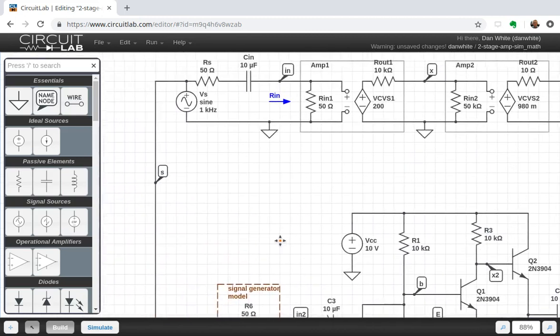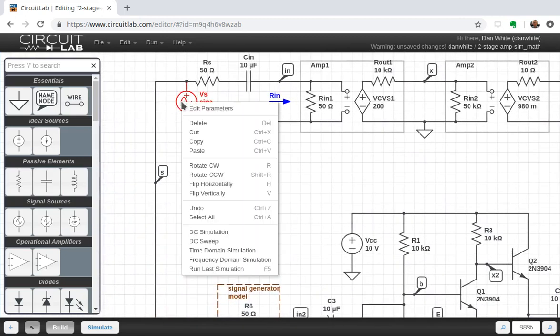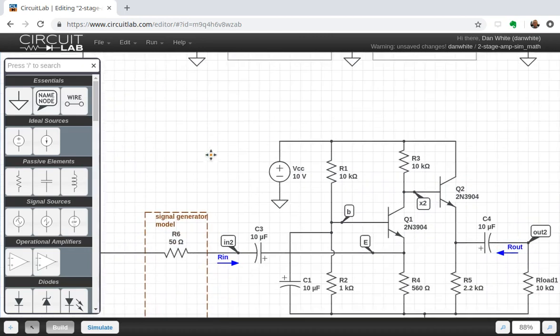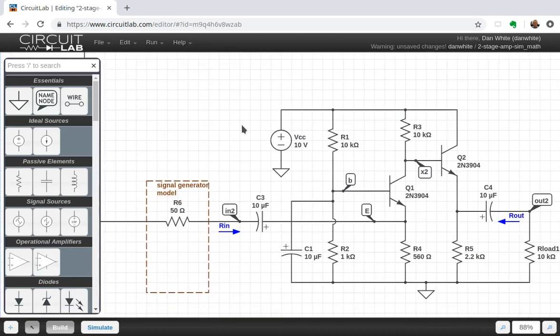So my input is going to be set up, if I edit these parameters, it's VS, my amplitude is 1 volt. CircuitLab, be careful, this is a DC, see in the bottom left it says amplitude DC to peak. That's going to be the center line of the sine wave to the top, which would be 1 volt, or 2 volts peak to peak. Sometimes that distinction is important to us, especially when making measurements.